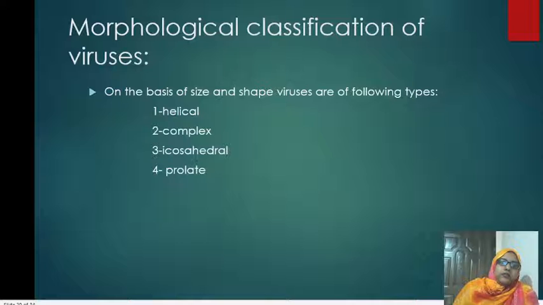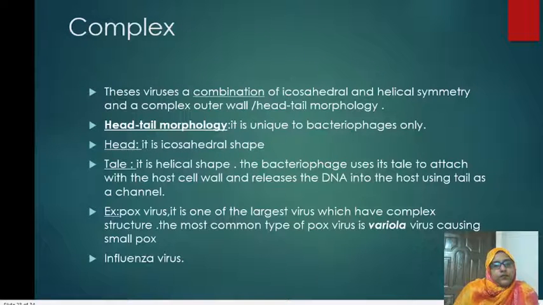Helical, complex, icosahedral and prolate are four different shapes. Helical means spring-like shape and the center contains DNA or nucleic acid. If it is complex, then it contains icosahedral and helical in combination, having a head-to-tail morphology. Head is icosahedral and tail is helical. The tail region is used for attachment and DNA is released from that region and disease is caused.